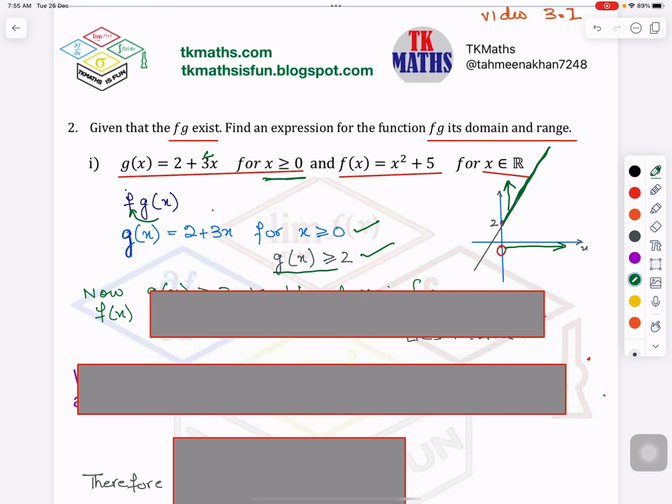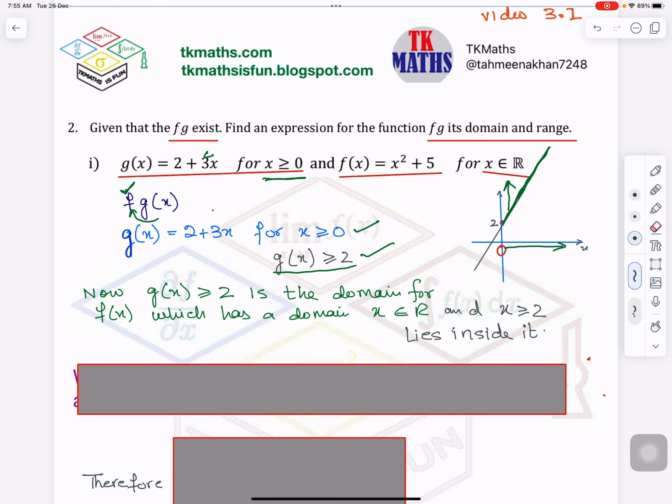Now this range of the g function will become the domain for function f, because it is the second function or outer function. The same thing I have written here. Now g of x greater than equals to 2 is the domain for f of x. If you see here, what is the domain of f of x given to you? x belongs to real numbers. If this condition is satisfied, it means the composite function is existing.